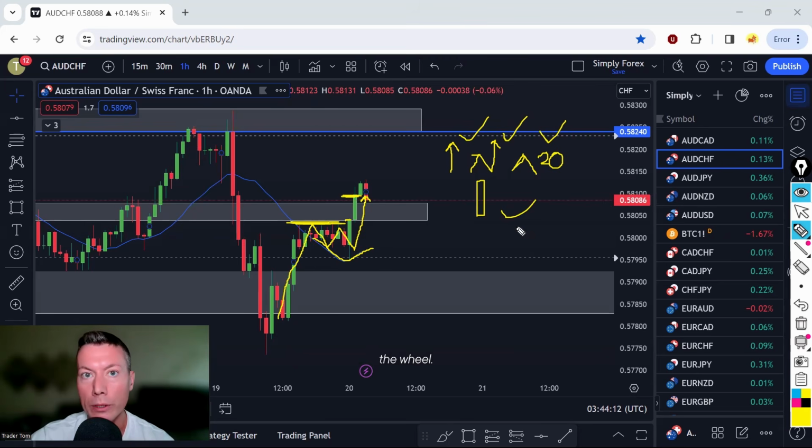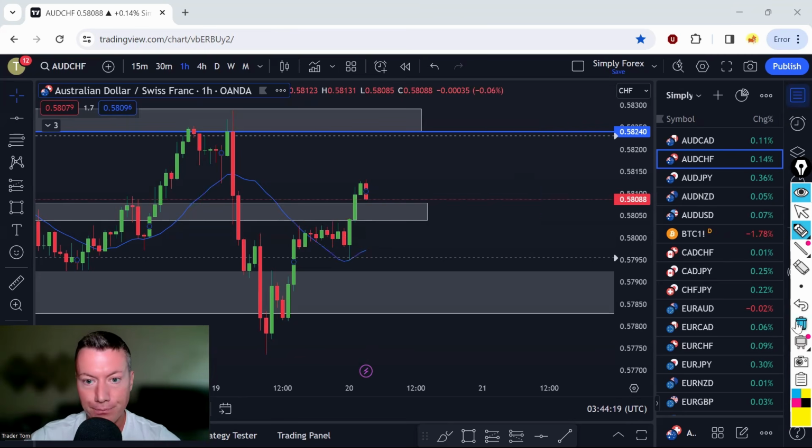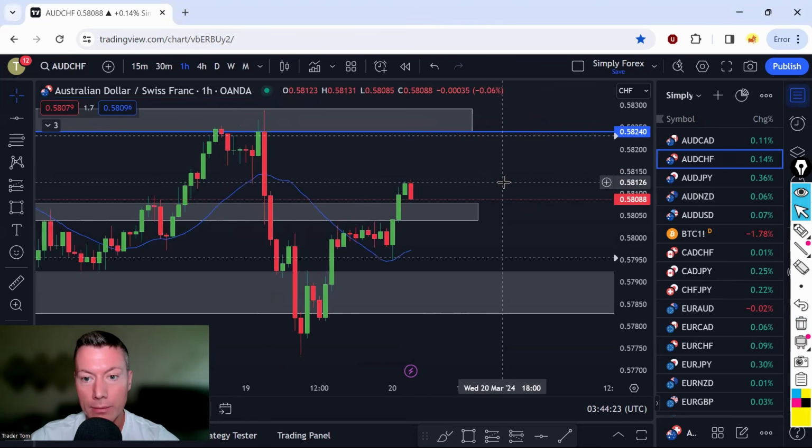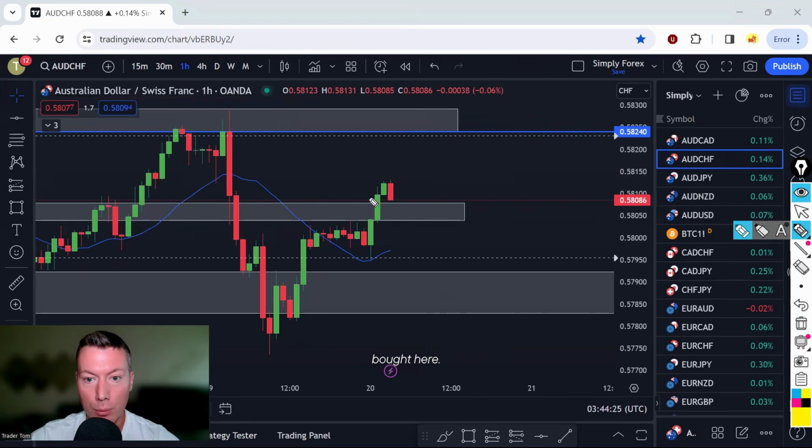I'm not recreating the wheel. I'm just showing you this entry that I've had really good success with. So tick, tick, tick, right? And this is where we're at. I'm in this trade right now, okay? As I said, I bought here.